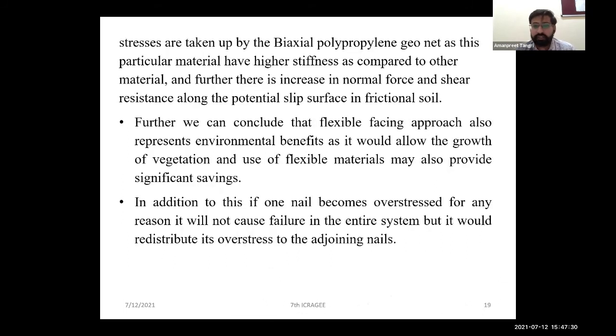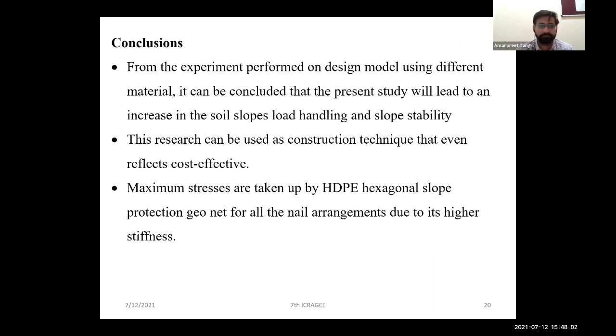Further, we can also conclude that the flexural facing approach also represents environmental benefits because vegetation could grow over those slopes, and the use of this flexible material can also provide significant savings if we compare it with the rigid facing. So, as I told earlier, if one of the nails becomes overstressed for any reason, it will not cause failure of the entire system, but it would distribute its stresses to the adjoining nails.